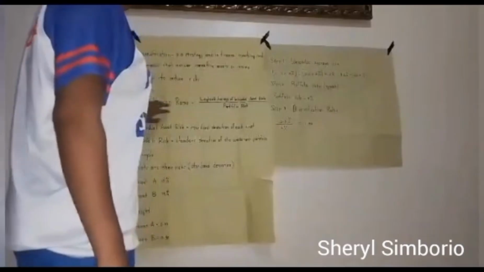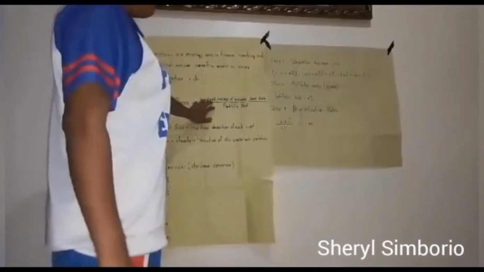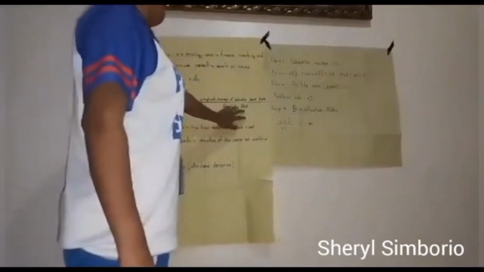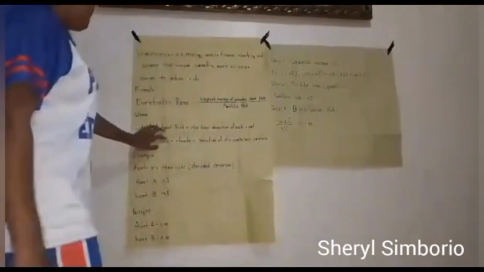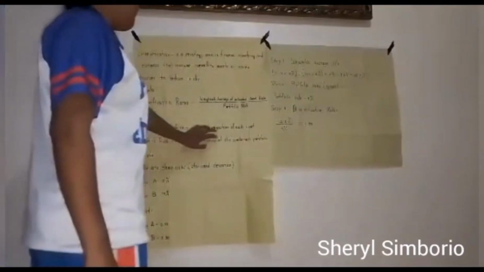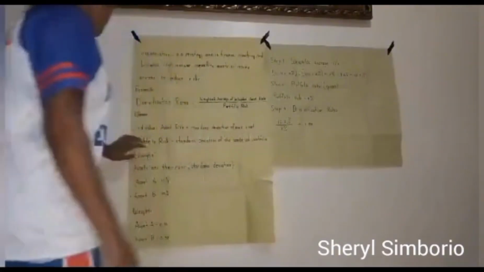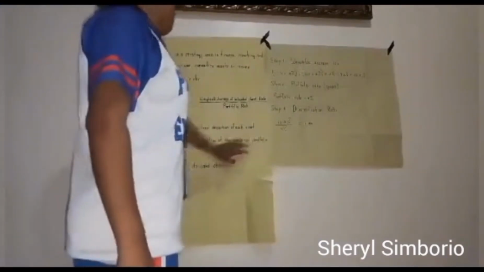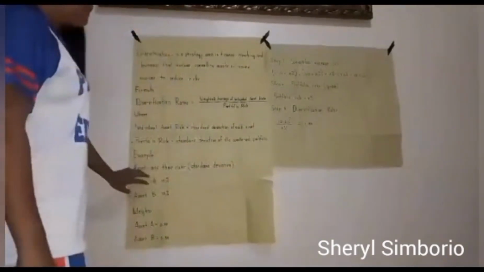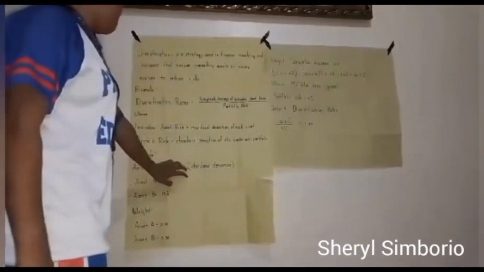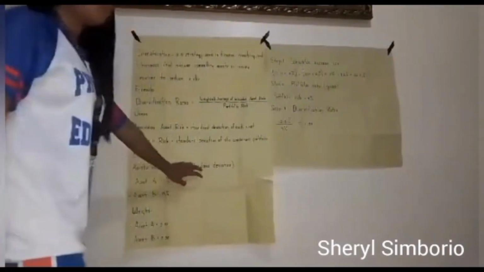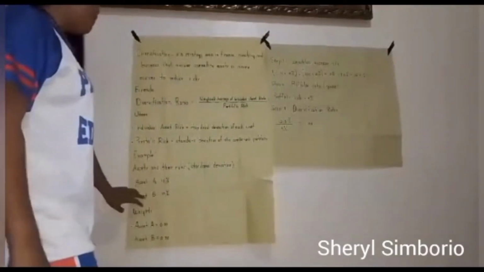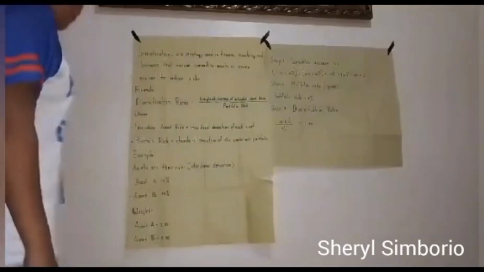Formula: diversification ratio equals the weighted average of individual asset risk divided by portfolio risk, where individual asset risk equals the standard deviation of each asset, and portfolio risk equals the standard deviation of the combined portfolio. Example: assets and their risk (standard deviation): Asset A, 10%. Asset B, 15%.